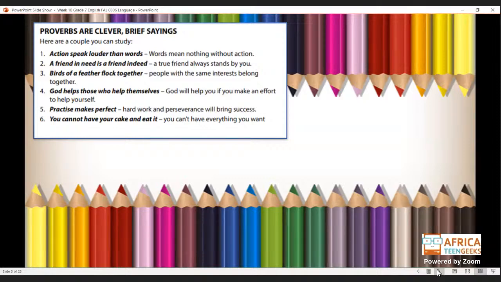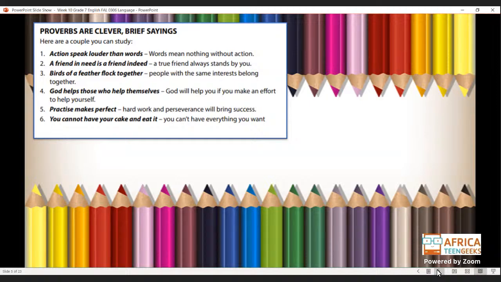So we have a friend in need is a friend indeed. So a true friend always stands by you. Birds of a feather flock together. Literally, that is true. It does literally happen. It also means people with the same interests belong together. God helps those who help themselves. Literally, yes. It also means God will help you if you make an effort to help yourself.